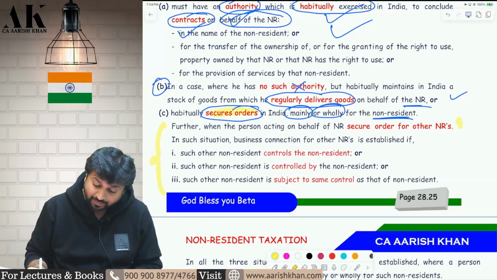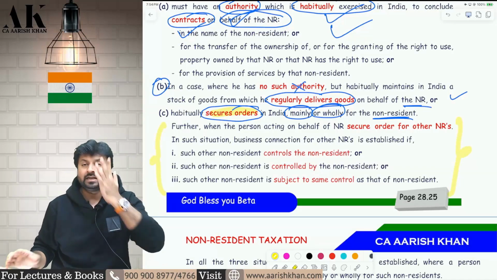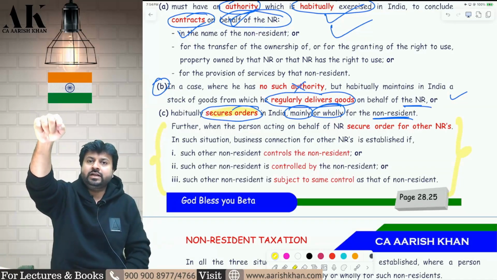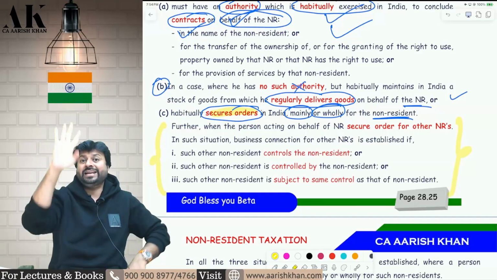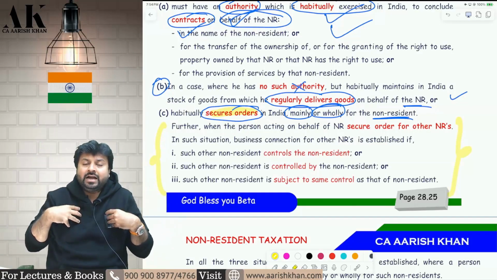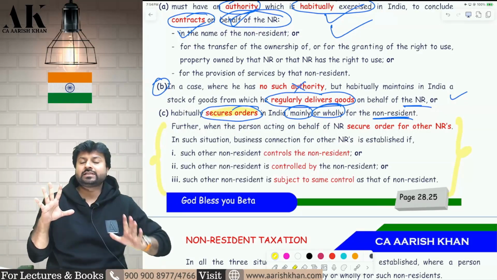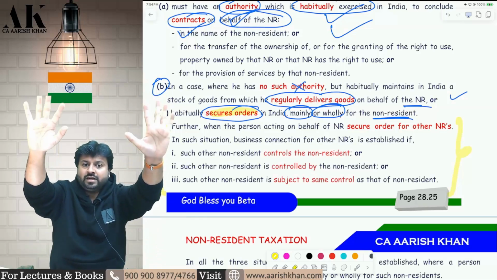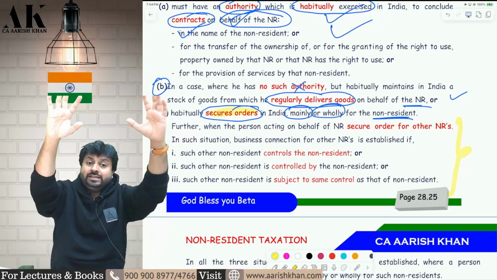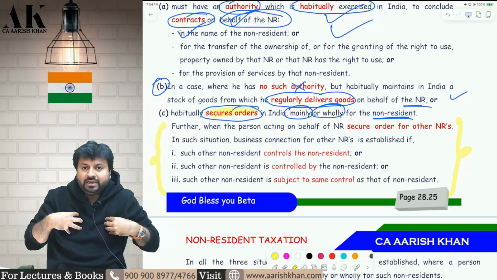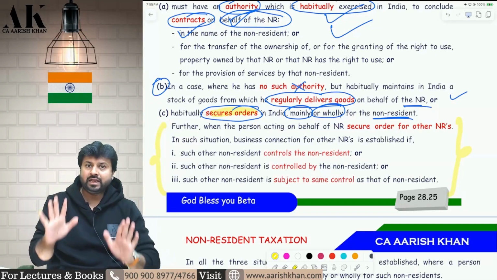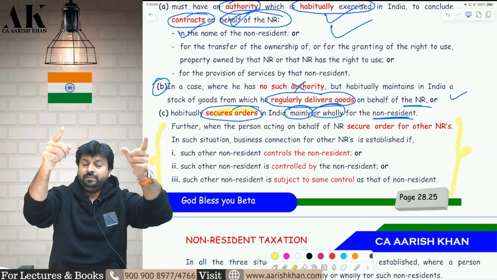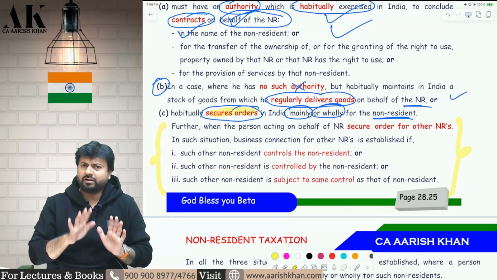Now, in the third point, there are some scenarios that you need to understand. Suppose there is a non-resident outside India, the name of that non-resident is Mr. A, and I am an agent in India, I am Mr. X. You need to understand with the help of this example. Mr. A has told me to exclusively take orders for him. So I am in India taking exclusive orders for him.